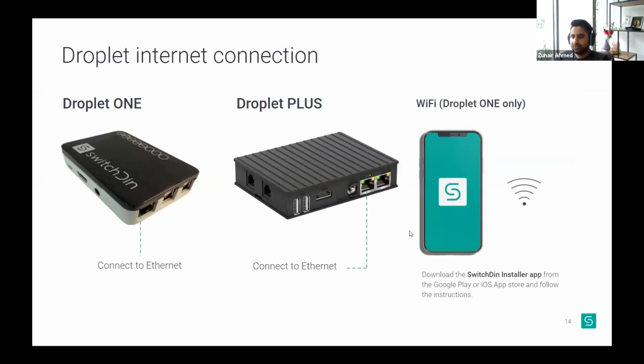To configure these droplets, the SwitchDin installer app is required. It's available on both app stores, Apple and Google. The smartphone or tablet running that app also needs to have a valid internet connection throughout the process, and the user needs to make sure that they have the latest version of the app as well.